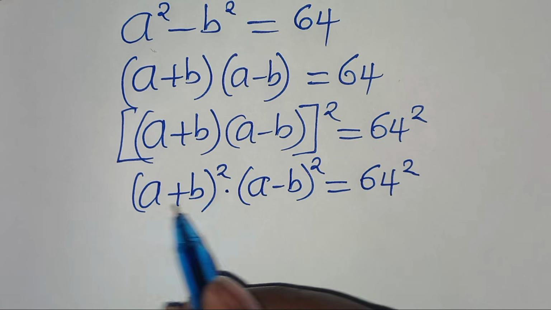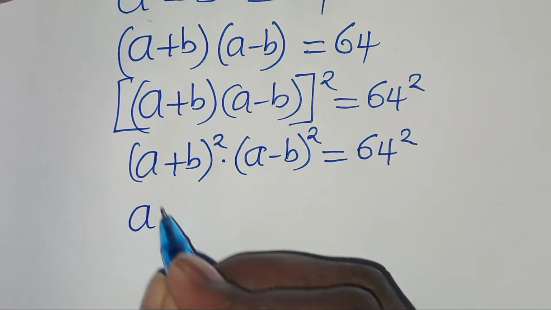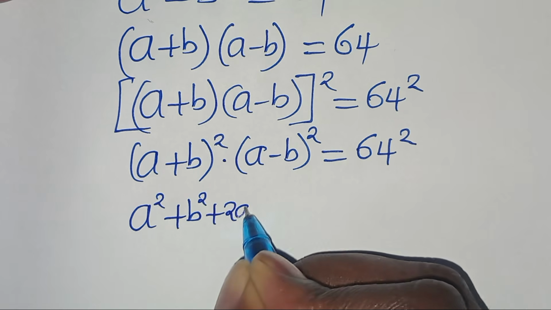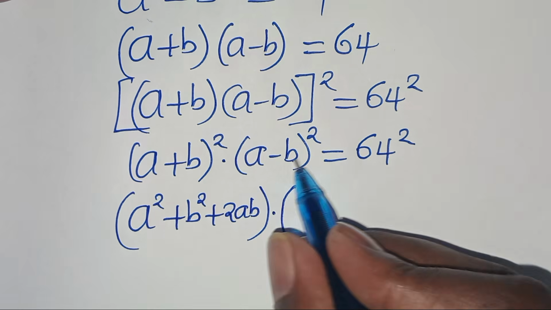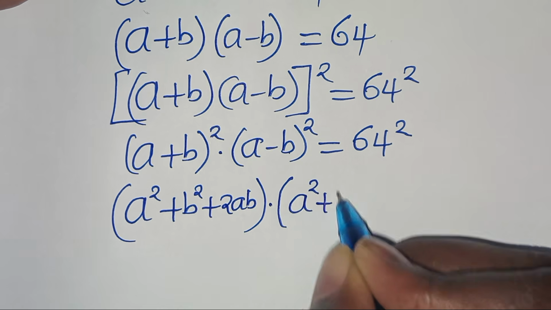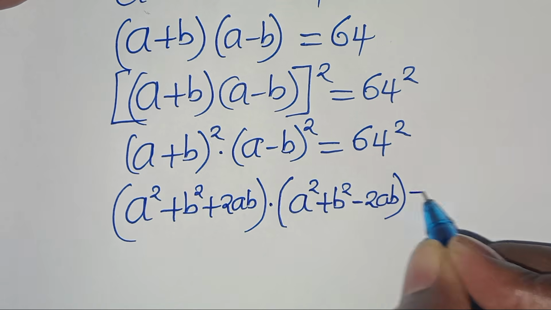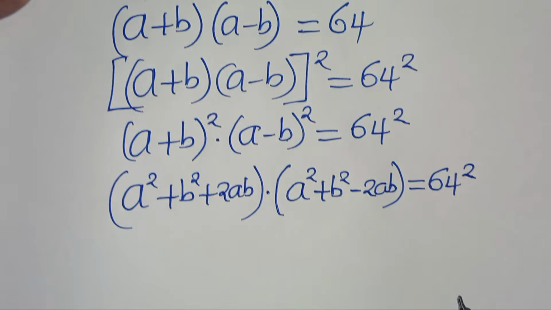Now, a plus b to the power of 2 is the same thing as a squared plus b squared plus 2ab, multiplied by a minus b to the power of 2, which is a squared plus b squared minus 2ab. This is equal to 64 raised to the power of 2.